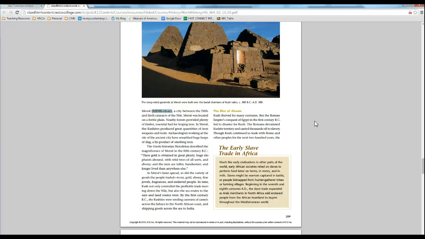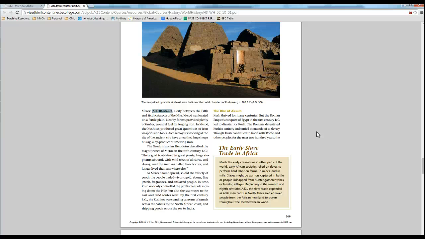The Greek historian Herodotus, we know him as the father of history, described the magnificence of Meroe in the 5th century BC. "Their gold is obtained in great plenty. Huge elephants abound, with wild trees of all sorts and ebony, and the men are taller, handsomer, and longer lived than anywhere else."